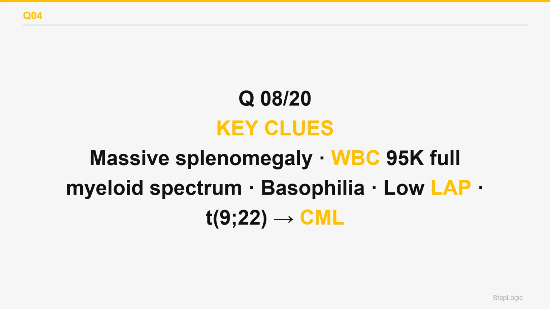It fuses the BCR gene on chromosome 22 to the ABL gene on chromosome 9, creating a BCR-ABL fusion protein. This fusion is a constitutively active tyrosine kinase. It is always on, driving uncontrolled proliferation of the myeloid lineage independent of normal growth signals. The result is a high white count with the full spectrum of maturation, basophilia, and splenomegaly. The low leukocyte alkaline phosphatase score distinguishes CML from a benign leukemoid reaction, which has a high LAP score.